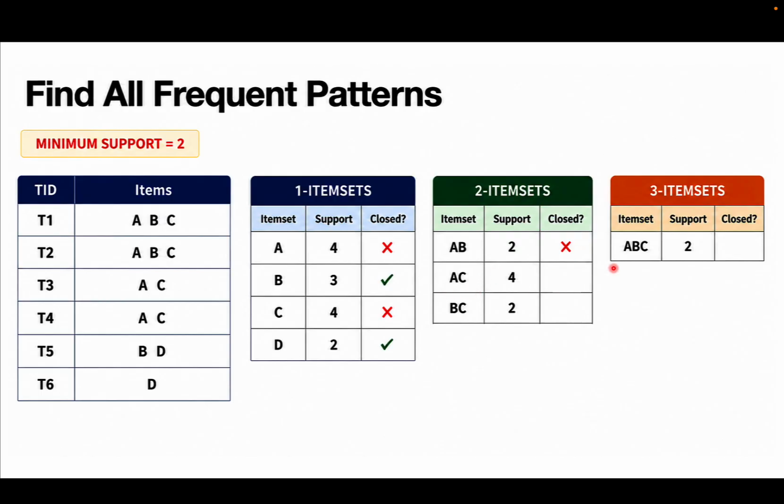AC appeared in ABC, but note that AC has a greater support, so it's closed. BC is not closed, and ABC is closed.